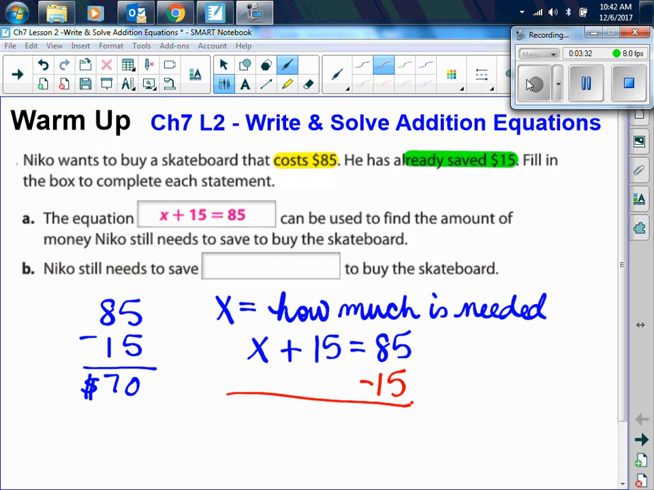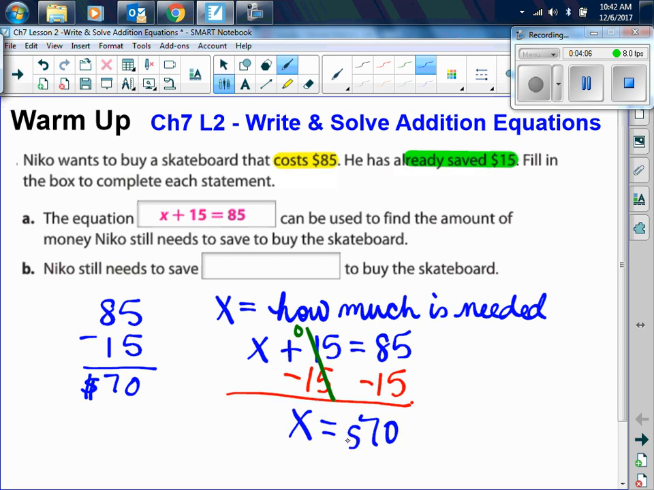So if I subtract 15 on one side of the equation, then to keep my balance, like on the seesaw, I want to subtract the same amount on the other side. Is everybody clear with that? So now, 15 minus 15 is what? 0, right? So that says x plus 0, which is what? x plus 0 is x. And then 85 minus 15 is $70. So this is how you're going to show your work algebraically.